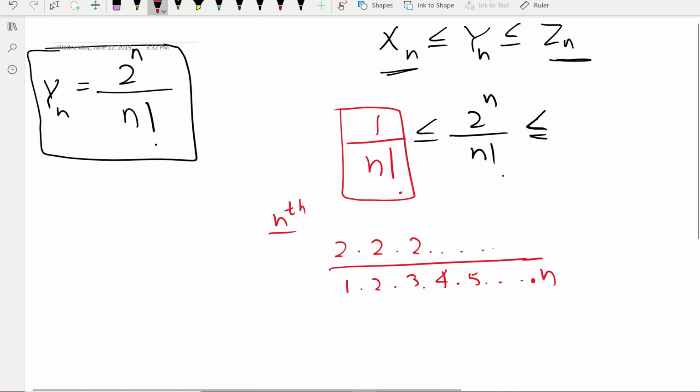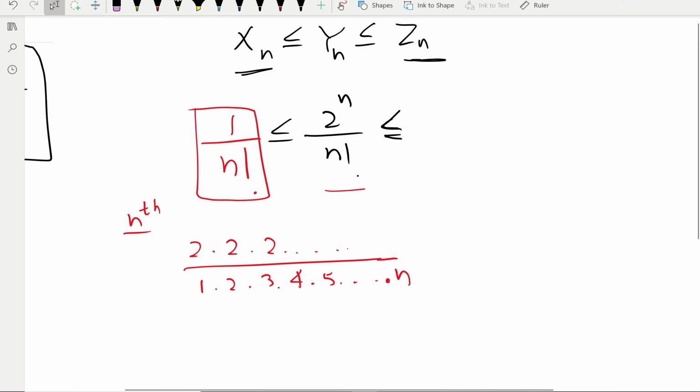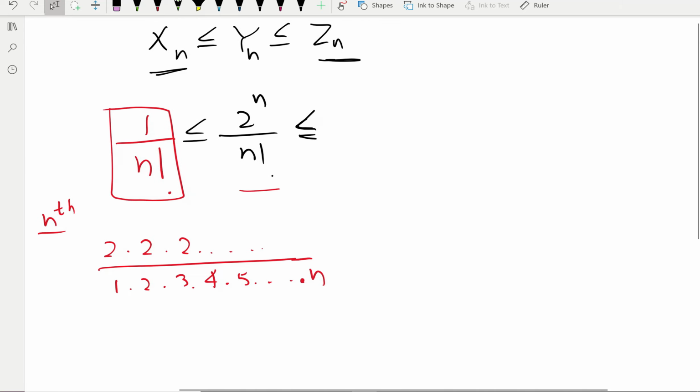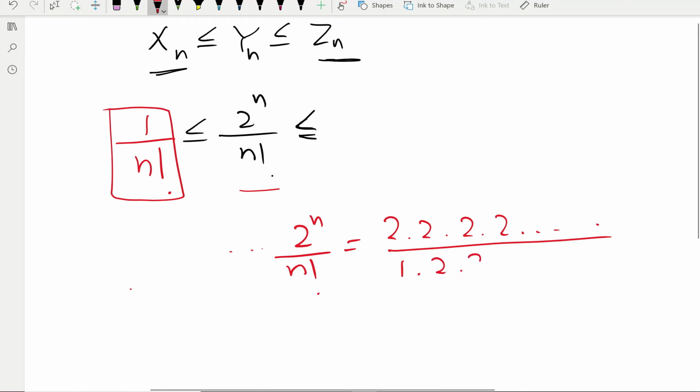All right. Now, finding a sequence that is larger than 2 to the n over n factorial is the harder problem. To do that, I'm going to write the terms of this sequence. Let me make space. If you write the nth term of 2 to the n over n factorial, it's 2 times, well, I already had it there, right? It's going to be 1 times 2 times 3 times, and so on.